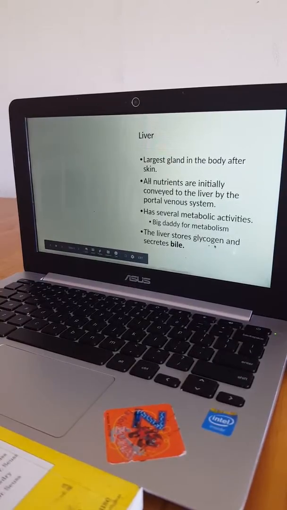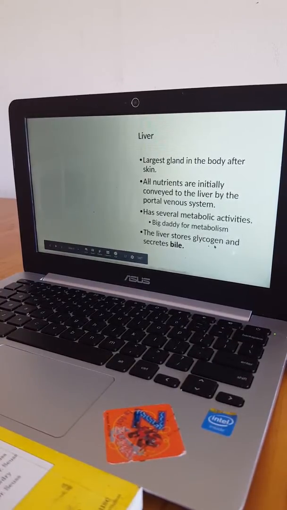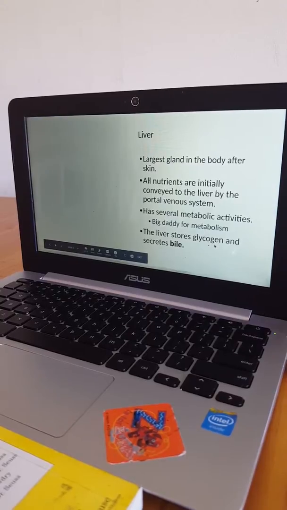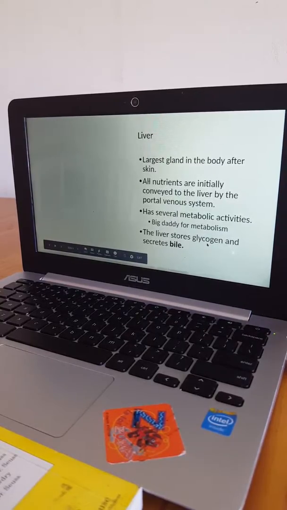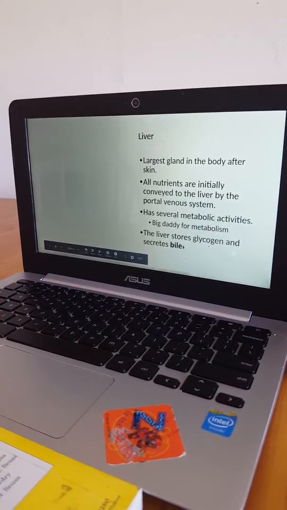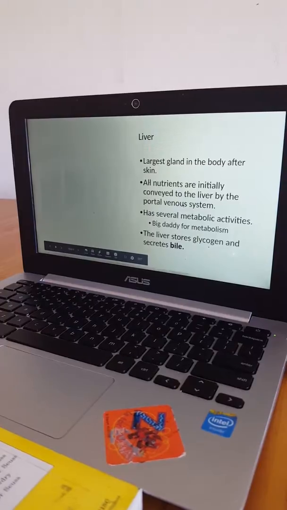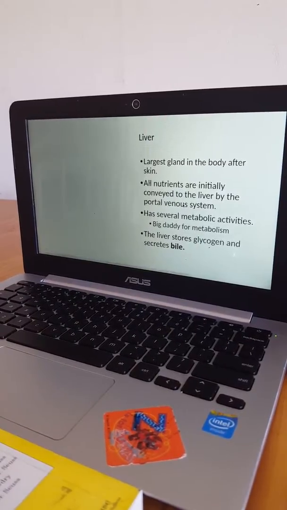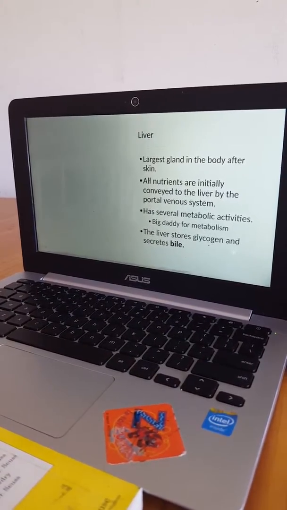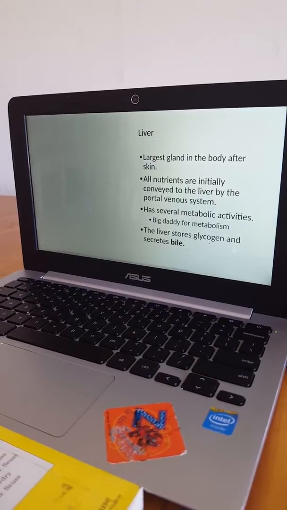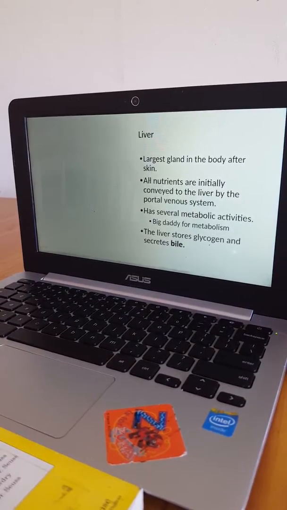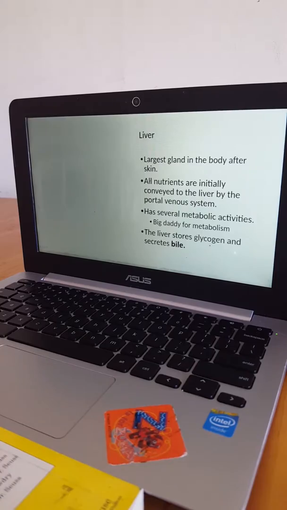The liver stores glycogen, the storage form of glucose, sugar, which we can utilize during starvation when there's no food. It also secretes bile. Basically, bile production occurs in the liver. Very important question: usually people think that bile is produced in the gallbladder, but no, bile is stored in the gallbladder. It is rather produced in the liver.